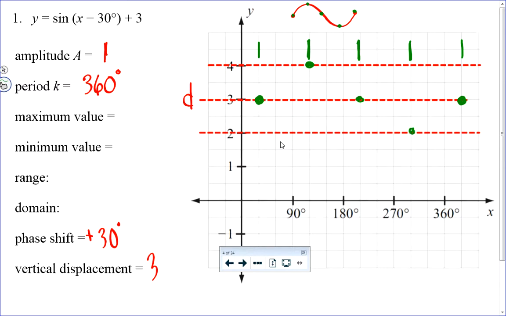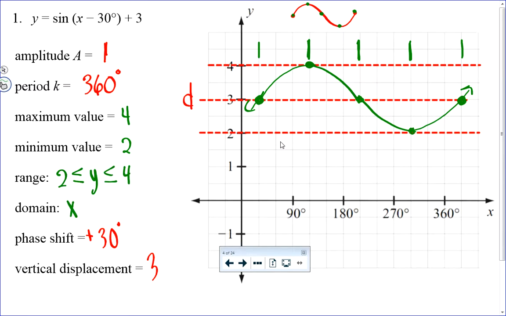So what this graph looks like, and it takes practice to draw it, it has a curve going up, and then a curve going down, and then a curve going down, and another one going up. And you can go ahead and just put arrowheads on the end of it, and we're done with the graph. Now the maximum value is 4, the minimum value is 2, the range is 2 is less than or equal to y, which is less than or equal to 4, and the domain, of course, is x is any real number.